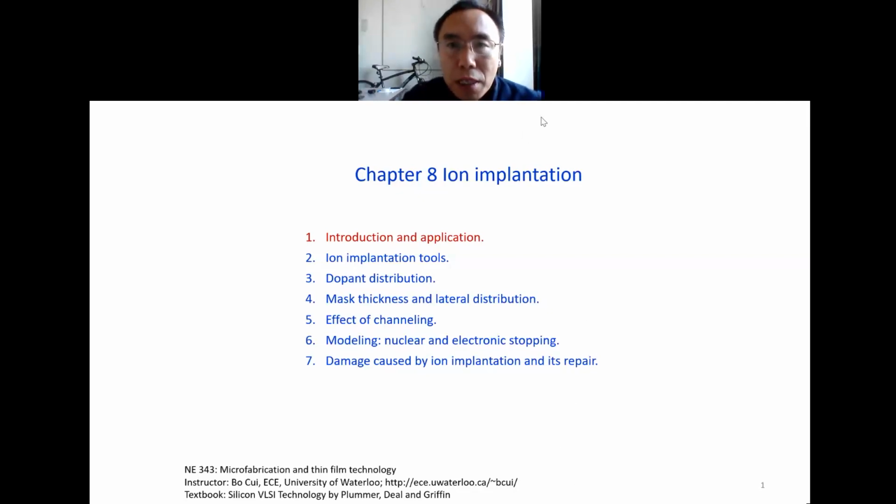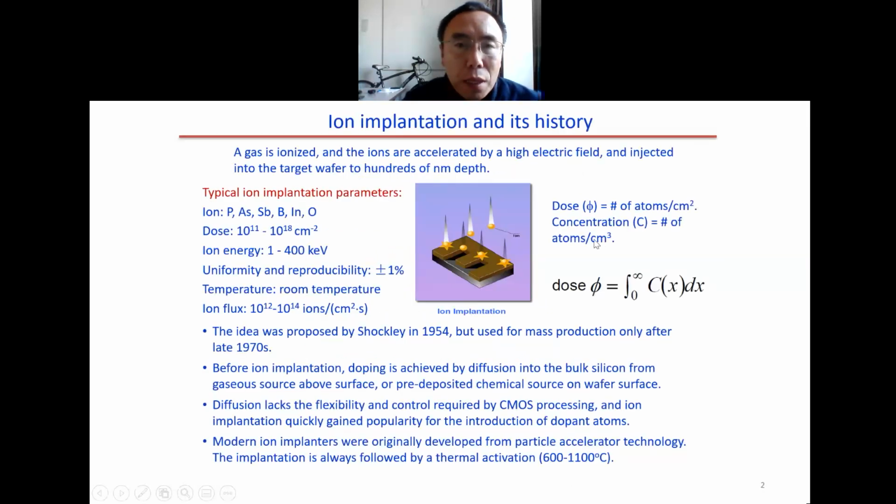So now let's look at Chapter 8, ion implantation. In short, in the ion implantation process, a gas is ionized and ions are accelerated by the high electrical field and injected into the target wafer to 100 nanometer depth. The typical ion implantation parameters: the ions are dopant ions.